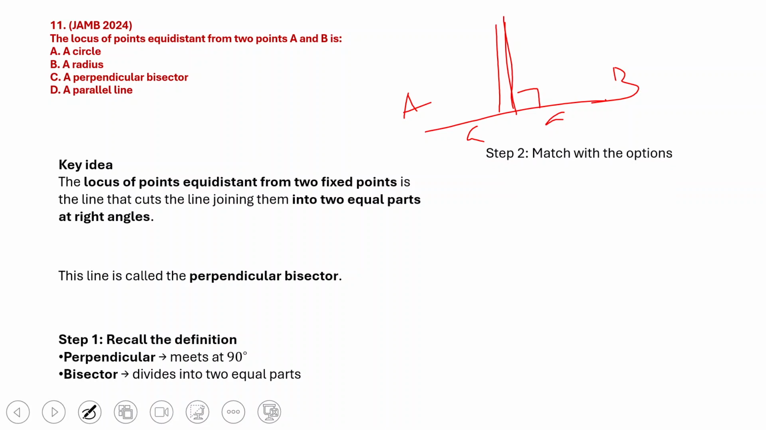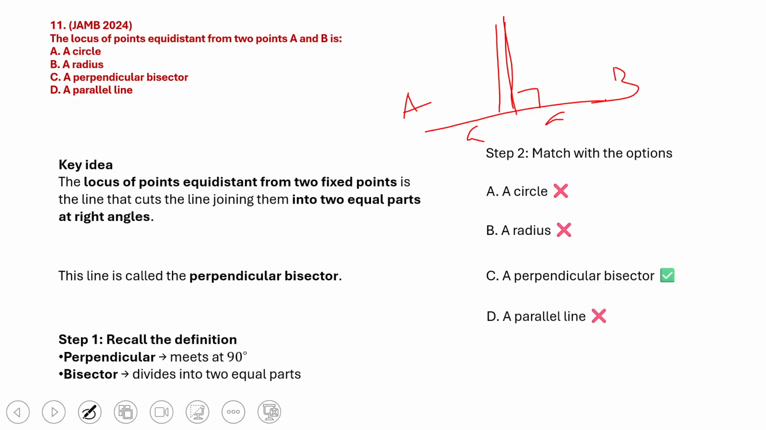Okay, so if we check the options one by one, circle is not it. Radius is not it. But option C actually qualifies. That is the perpendicular bisector. Of course, option D is not the answer. So C is the answer.